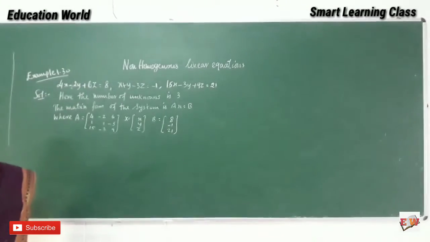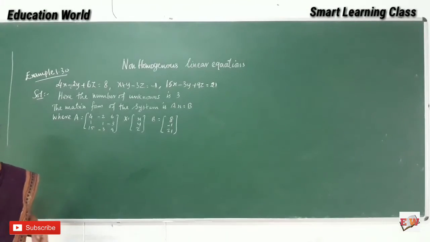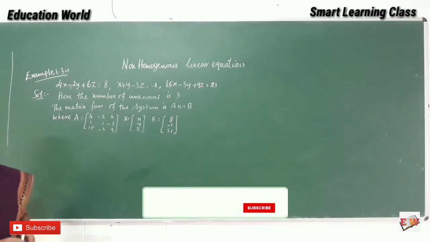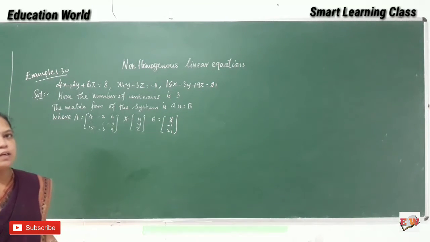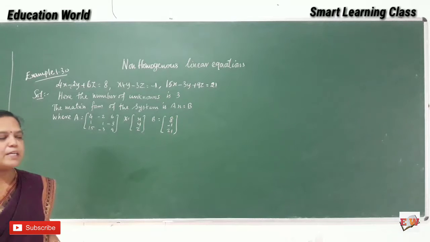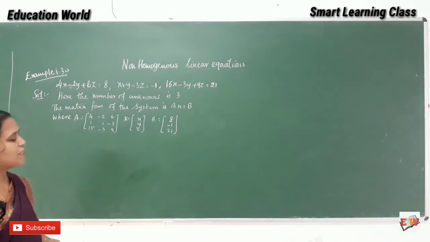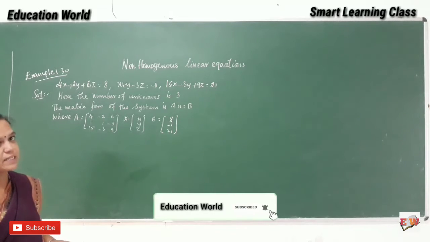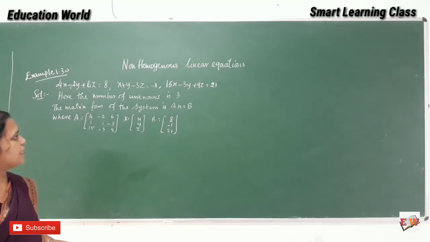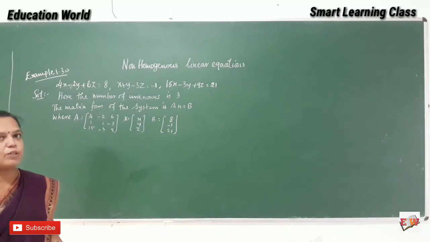Hi students, let us see example 1.30. Here we are getting one set of linear equations. We have to test whether it is consistent or inconsistent, and if possible we have to solve the following system of linear equations: x minus 2y plus 6z equal to 8, x plus y minus 3z equal to minus 1, 15x minus 3y plus 9z equal to 21.